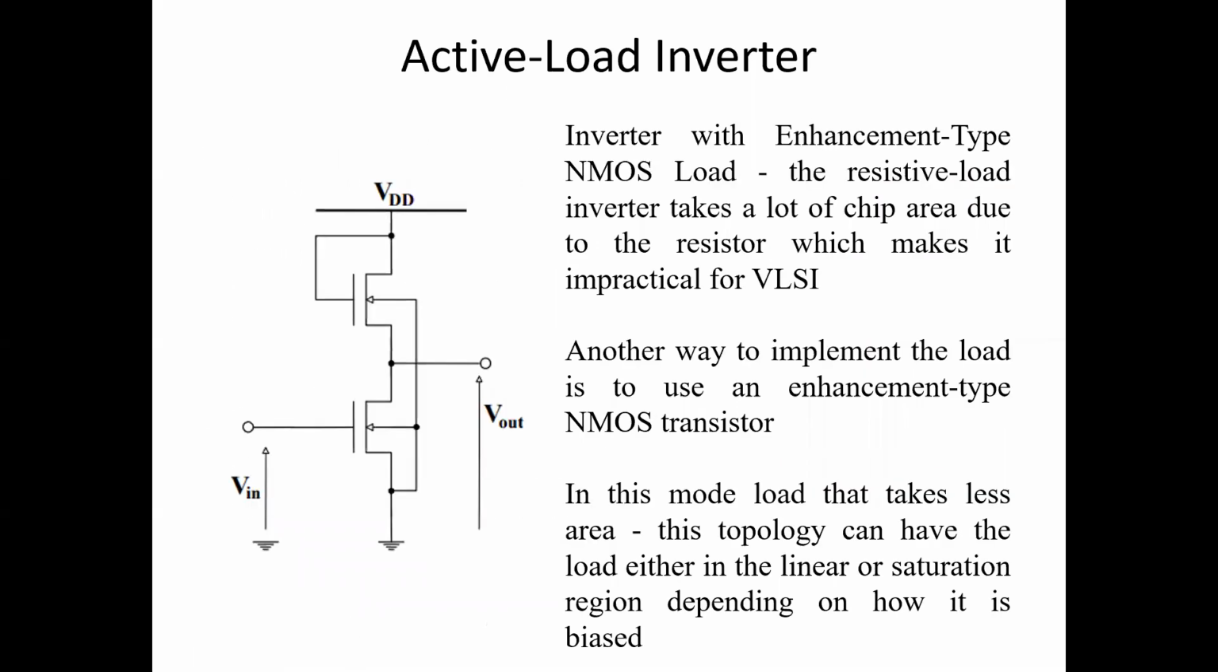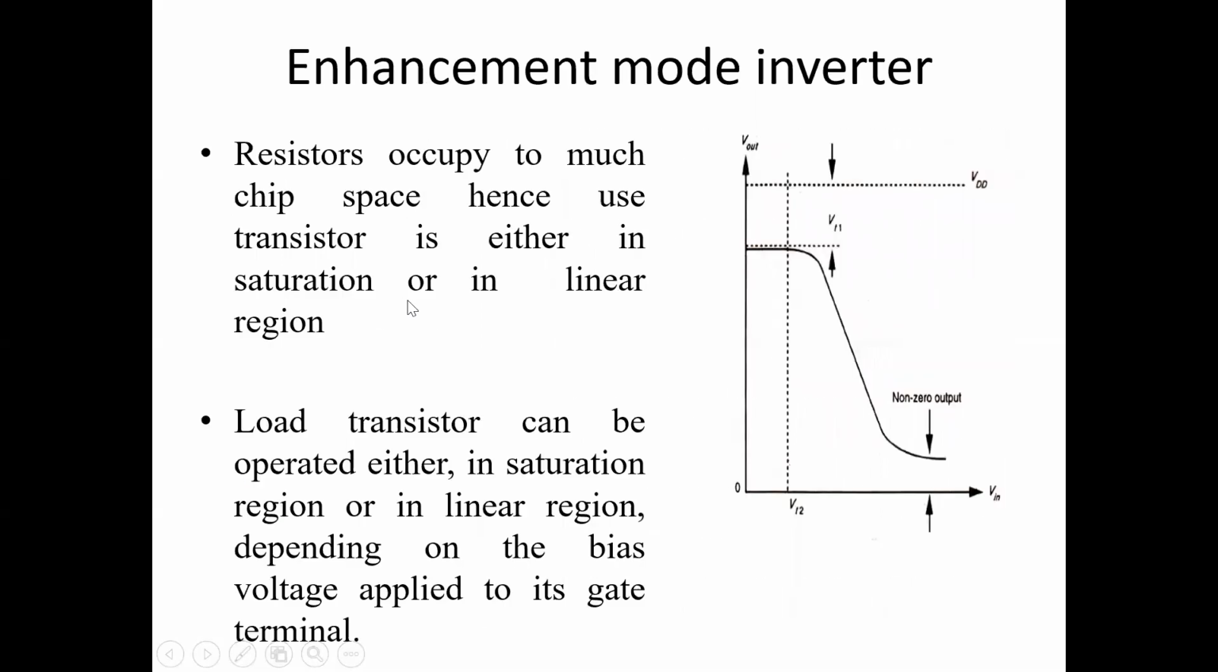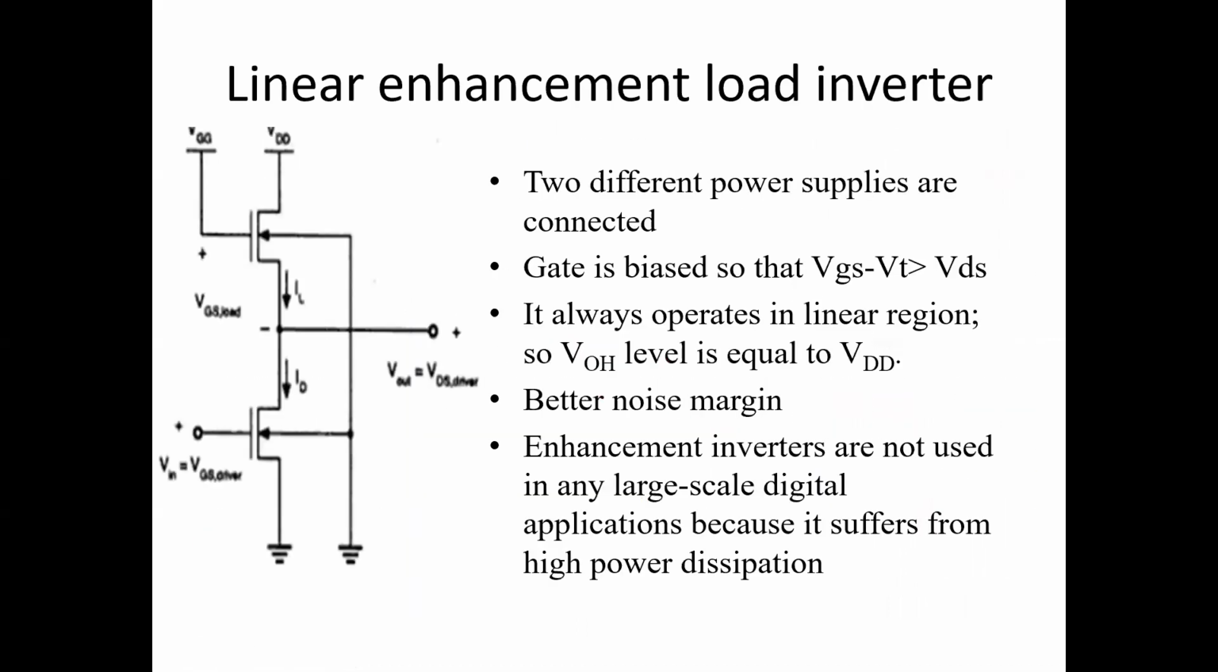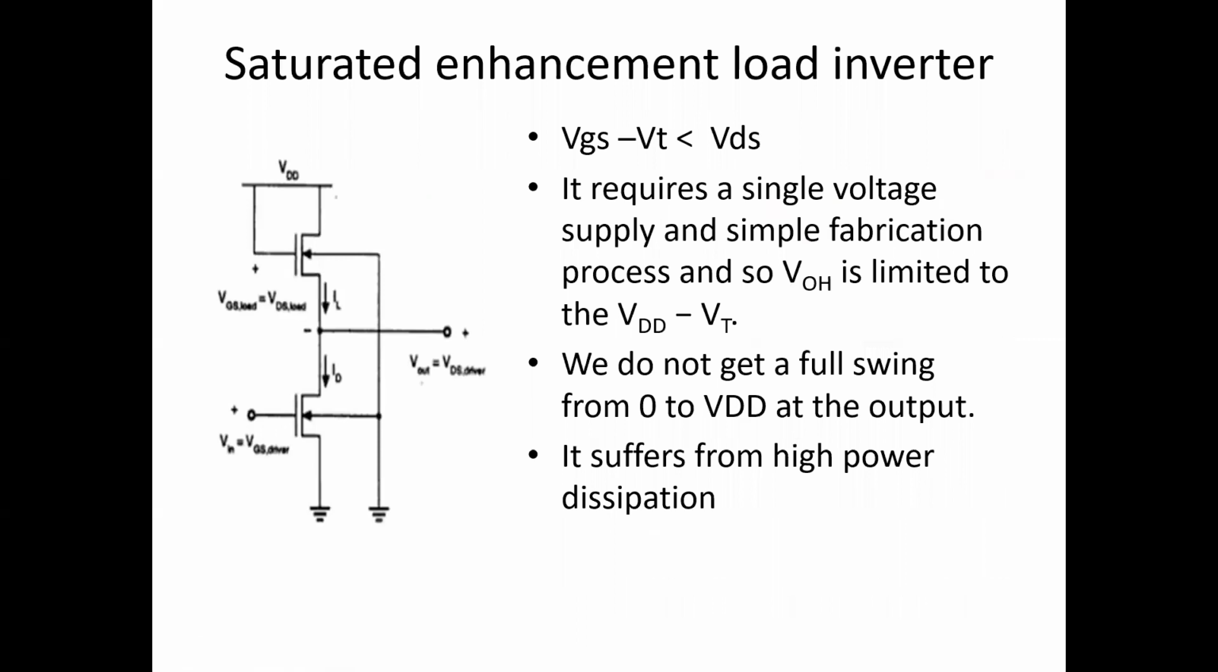Coming to the first type, that is the enhancement mode NMOS device. Here the load will be of NMOS type, and under this also you have two types: saturated enhancement load inverter and linear enhancement load inverter. Saturated enhancement mode load inverter means, when will the device go into saturation? When the output voltage is more than the gate voltage. So here, the drain is also connected to VDD, and the gate is also connected to VDD.